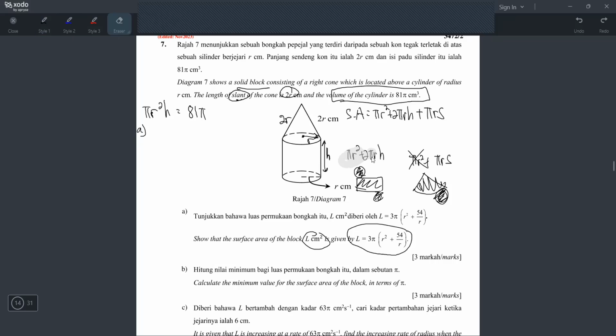So now you can erase all this, right? But if you look at this very carefully, they want you to show, right? They want you to show. It means they already give you the final answer.